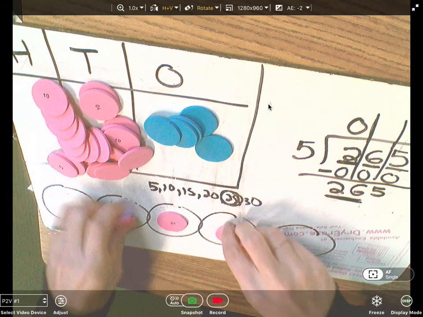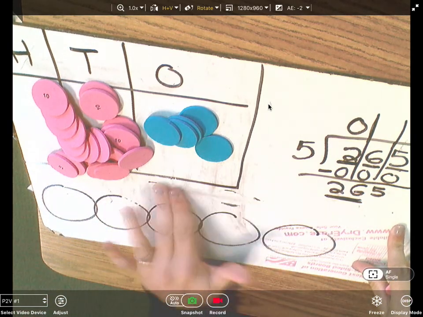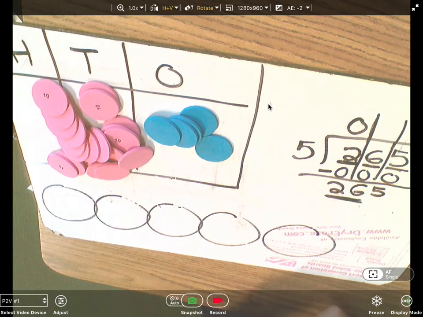So that means that I know that 5 times 5 is 25. So that means I can get really close to 26. So I'm going to give everybody 5. 1, 2, 3, 4, 5.